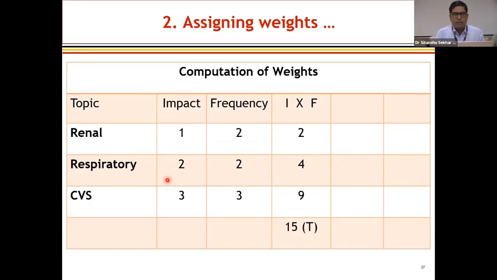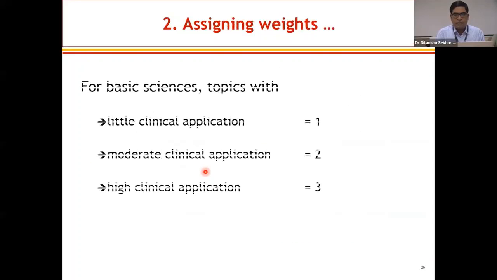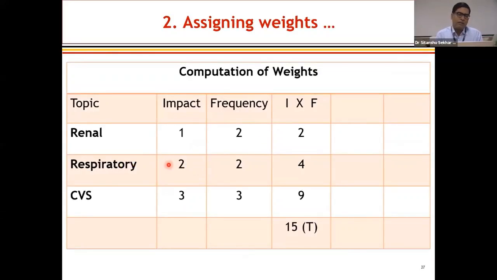So for respiratory, it is given as 2 and 2. Let me go back to the previous slide and revisit this particular slide. 2 means serious but not life-threatening, and 3 means life-threatening emergencies. So if you consider that classification, respiratory comes under 2 into 2, so it gives 4. So this was given by the experts and other stakeholders.